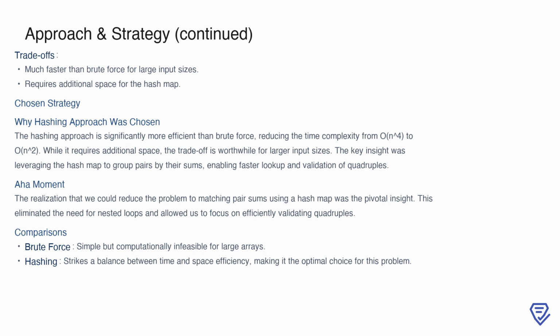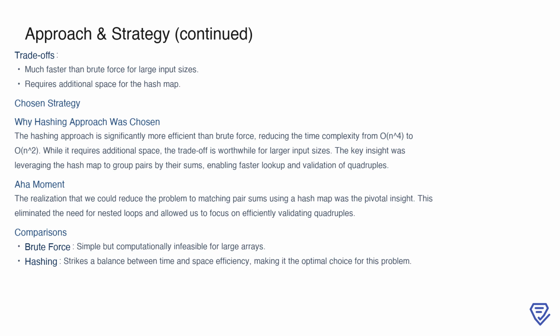This hashing approach offers a clear trade-off between time and space complexity. While it requires additional memory to store the hash map of pair sums, the significant reduction in runtime makes it a far better choice for larger input sizes. The reason this strategy was chosen lies in its efficiency. By reducing the problem from O(n to the power of 4) to O(n squared), we make it feasible to handle much larger inputs without compromising correctness.